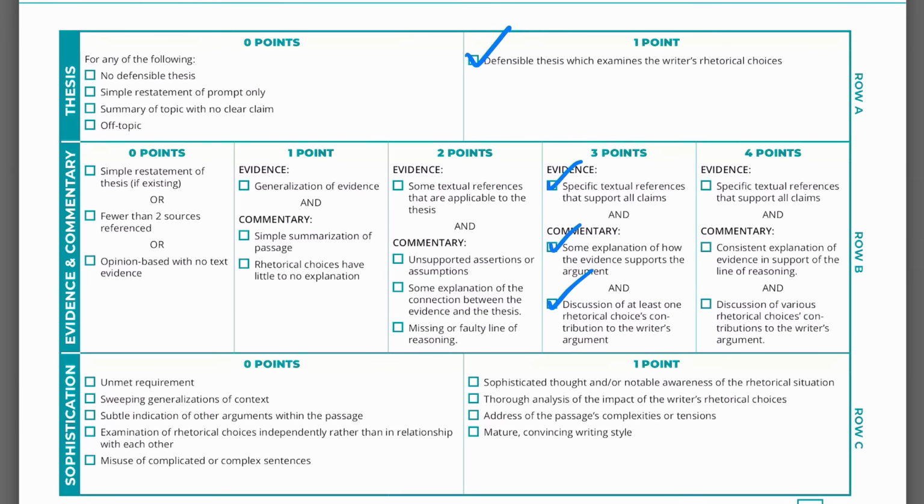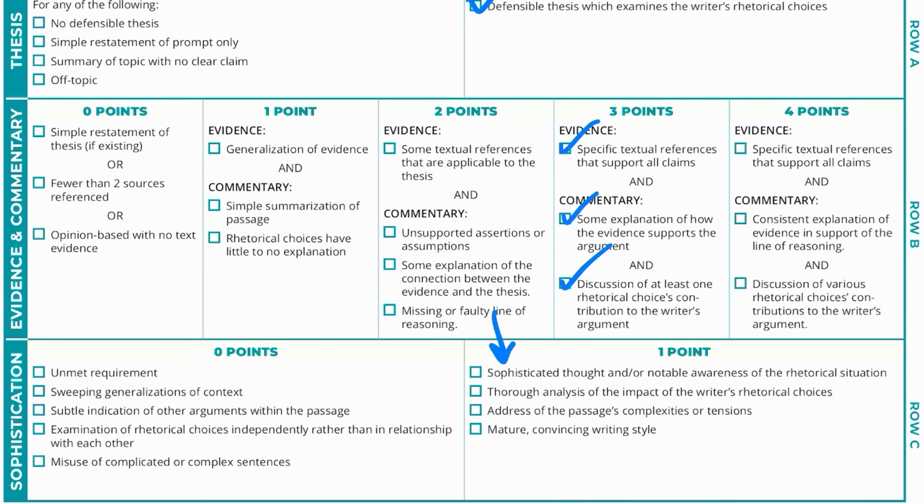So the first box here says sophisticated thought and/or notable awareness of the rhetorical situation. So the sophistication point is awarded for being sophisticated. This is not really something that there's one trick that you can do throughout your essay. You want to make sure that you have the most complex presentation of your ideas and that you talk about the rhetorical situation when you can.